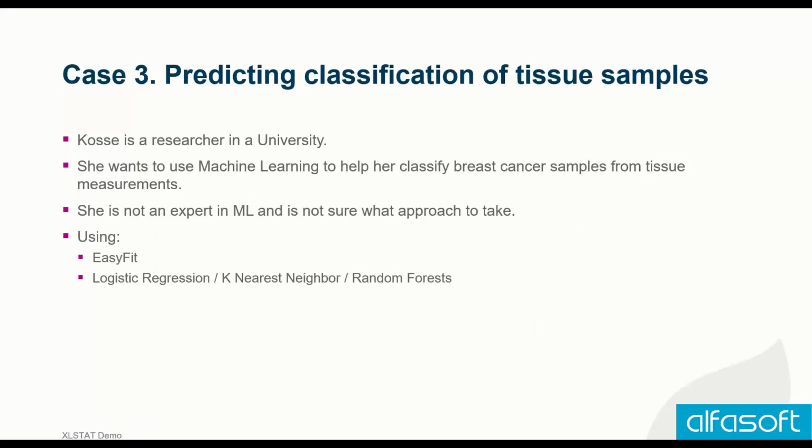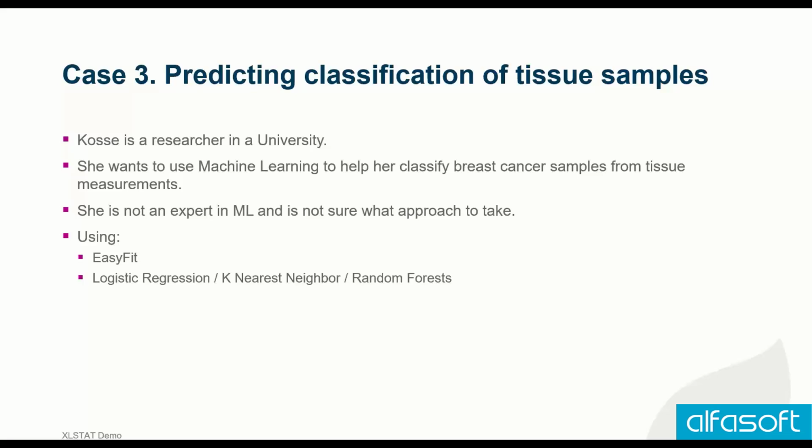Now, the other example I want to show you has to do with machine learning, and some of the tools we have with machine learning, in this case supervised machine learning. In this case, Koze is a researcher at a university. She's working on breast cancer, identifying breast cancer from samples, and they're taking a few measurements from tissues. Now, she is not an expert in machine learning, so she's not sure which approach to take. So we're going to use a tool.